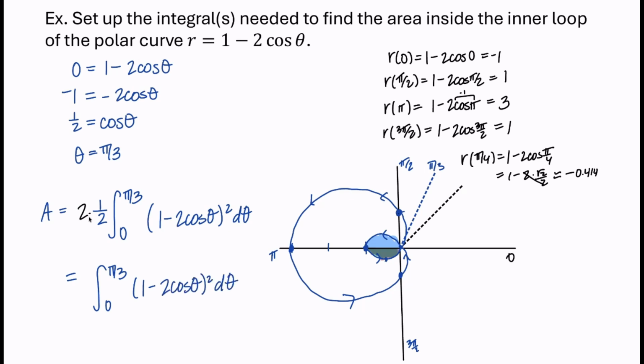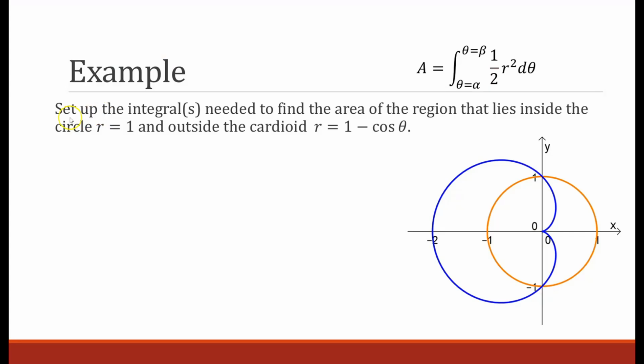1 minus 2 cosine theta quantity squared d theta. In this example, I want to set up the integral or integrals needed to find the area of the region that lies inside the circle r equals 1 and outside the cardioid r equals 1 minus cosine theta.